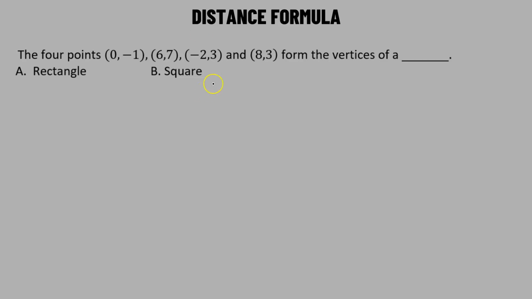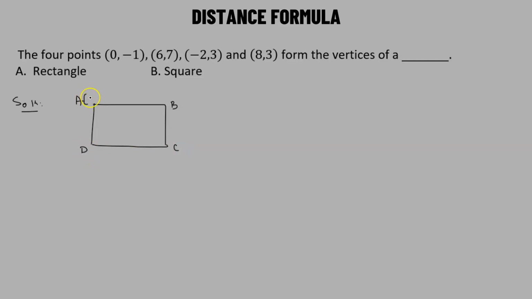So here we are provided with 4 points and we need to check whether they form a rectangle or a square. So let us begin. So we're going to name these 4 points. So let's consider a generic figure. So let's say we have a quadrilateral with vertices A, B, C and D.